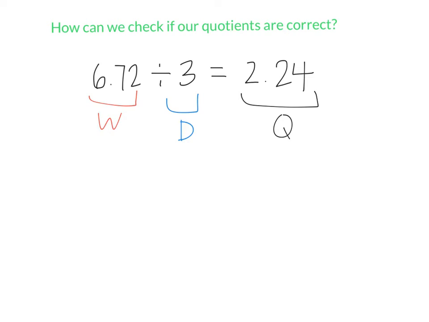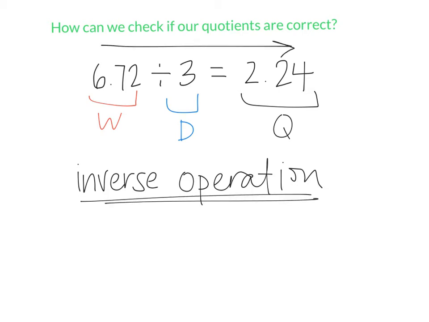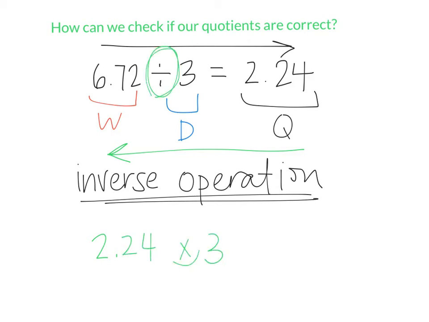Division and multiplication are what's called inverse operations. I want you to write this down. Inverse operations. What that means is they undo one another. It's like a zipper. If you multiply something up, you can divide it to undo it. If you divide going this way, you should be able to do multiplication going this way, and it should be true. For example, 2.24 times 3, you can see I use the inverse operation of division, which is multiplication. It should equal 6.72 if we did everything correct.